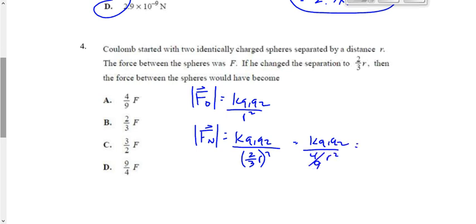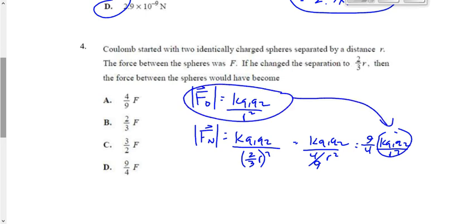Now how do you divide by a fraction? How do you divide by 4/9? You know this from math class, right? Yeah, multiply by the reciprocal. So kQ1Q2 over 4/9 is the same as 9 over 4 times kQ1Q2 over r squared. So this is my original force. So it becomes 9 over 4 times my original force, meaning the answer is going to be D for that one.